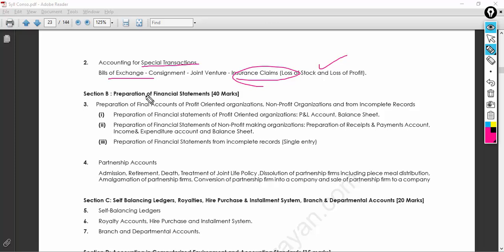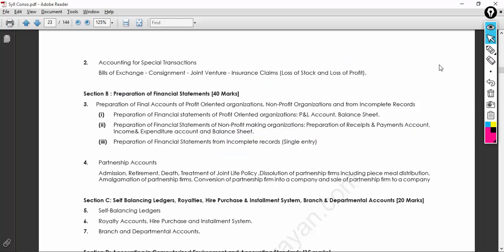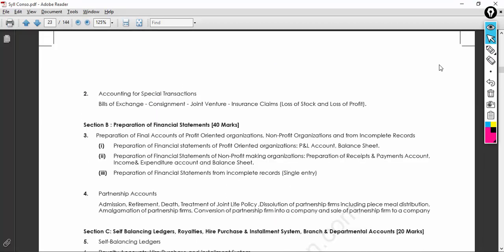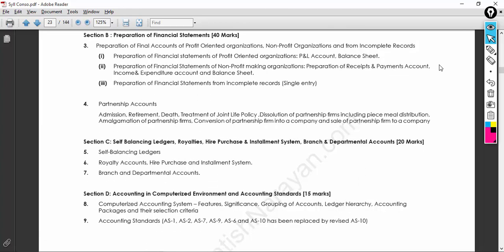With that, if we come to the preparation of financial accounts, you need to know the profit and loss account and balance sheet for the profit organization, and for the non-profit organization, the receipts and payment account, along with the income and expenditure account plus the balance sheet. Then there is preparation of financial accounts from incomplete records based on single entry, because you cannot always have complete records to prepare the balance sheet, right? So you also need to understand how to prepare your financial accounts from incomplete records on a single entry basis.